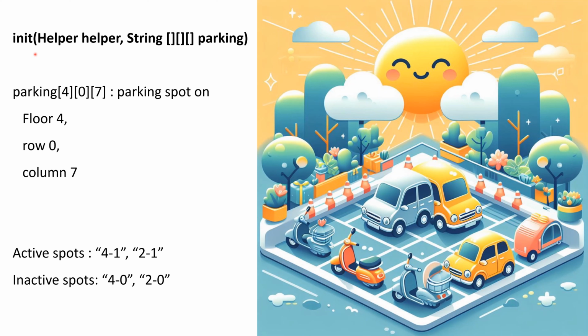Init is the first method and it is used for initializing the system state. It has two arguments. You should use helper.print or helper.println for printing logs, and this parking array represents all the parking spots that are there in the parking lot. For example, parking 407 means the parking spot on floor 4, row 0 and column 7. And not to mention that all of these indexes are 0 based.